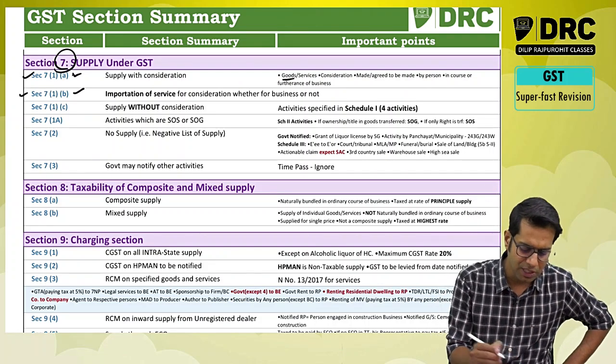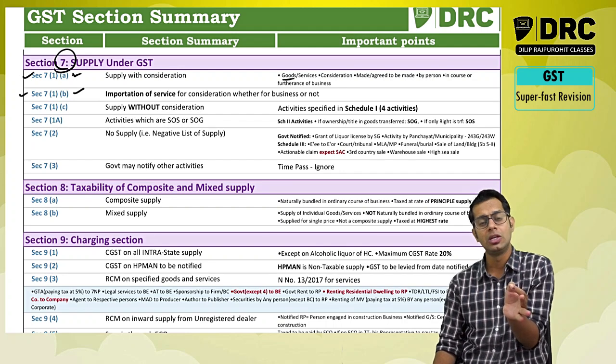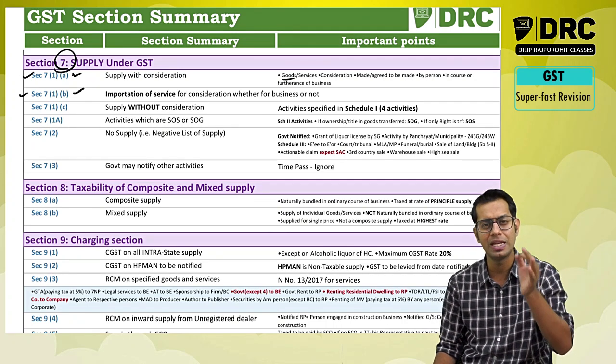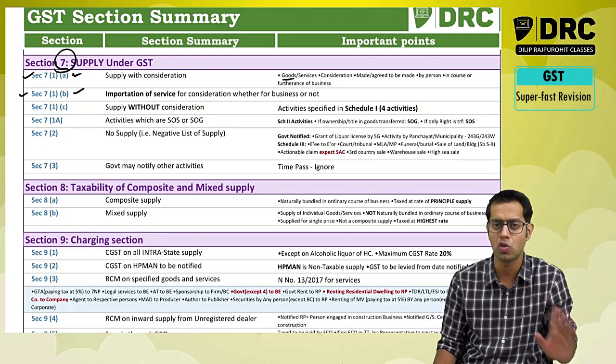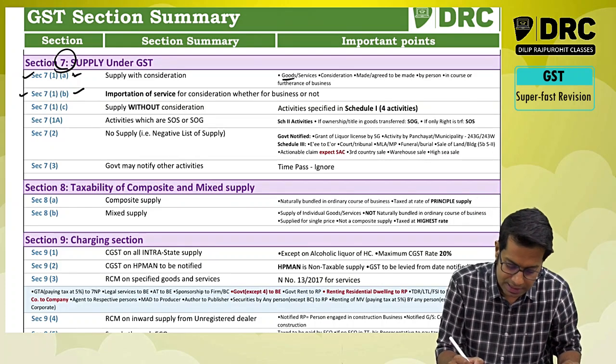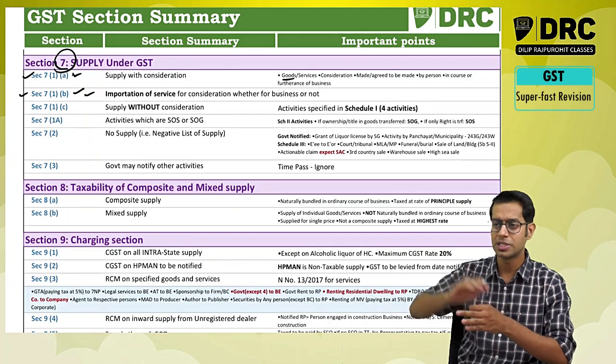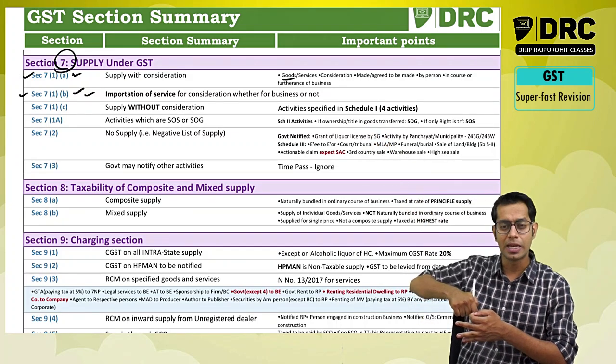Section 7 subsection 1 clause B says supply includes importation of services for a consideration whether in the course of business or not. So if you are importing any services for a consideration, whether for your business or not, it will be treated as supply. Sir, what do you mean by importation of services? Importation of services means the supplier is outside India, the recipient is located in India, and the place of supply is also in India.